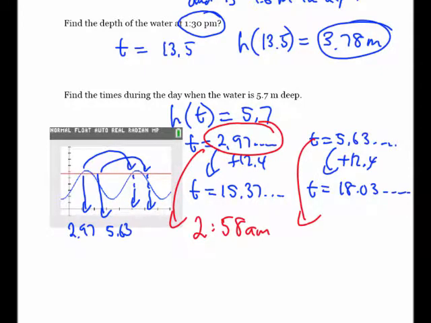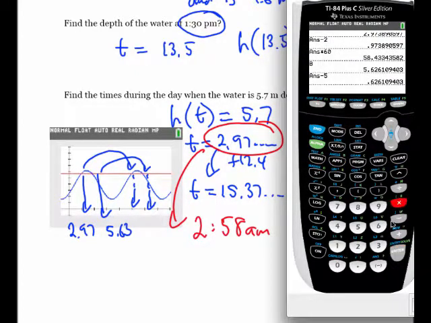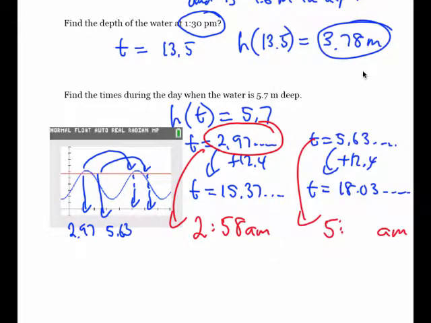Let's do this one. We know that this is going to be 5 something a.m. Let's take the 0.63 and convert that to minutes. Let's bring up my stored B value. Take off the 5. 62% of 60 minutes makes this 38. So at 5:38 a.m., our tide's at 5.7 meters.